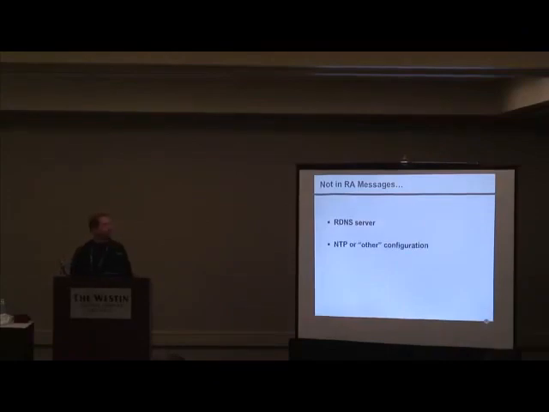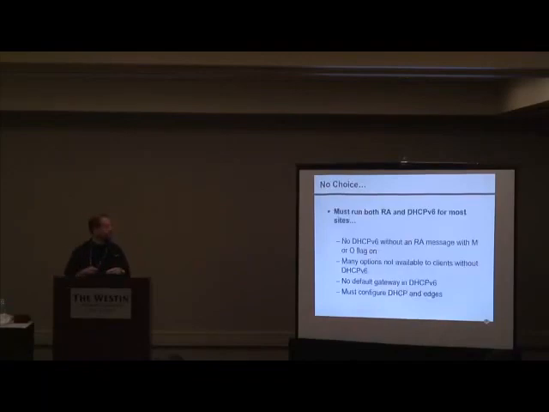Things that are not in the messages, though. You can't get NTP, you can't get all the other information, and only recently could you get recursive DNS servers. So effectively, you can't just DHCP because you can't DHCP without an RA to tell you to DHCP. And you can't just RA because you don't get things like a DNS server reliably or other configuration. So effectively, we are stuck right now with you will run both everywhere. So we will all have to deal with that.